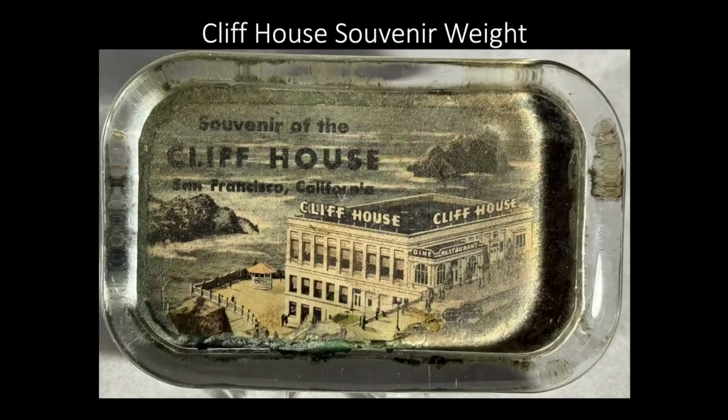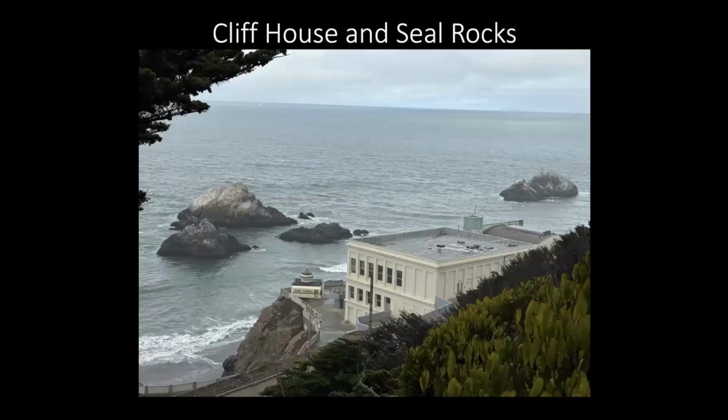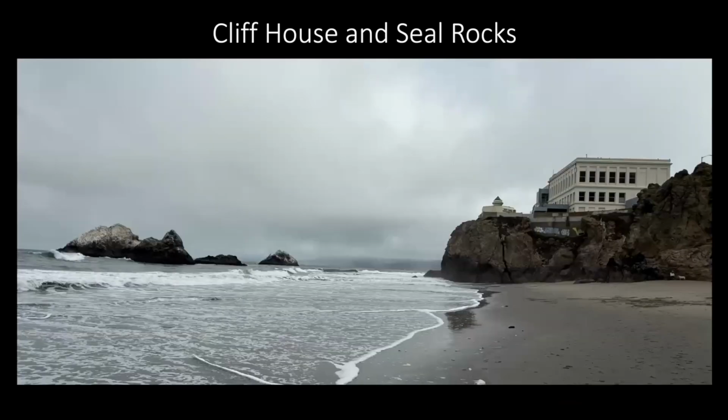It has been burned down a couple times and rebuilt. This is what it looked like a couple weeks ago. I've read it's currently being renovated, so it's not open to the public now. This is a different view. In the foreground, there's Ocean Beach. You can see why it's called the Cliff House. It's up there on the cliff with the seal rocks to the left.